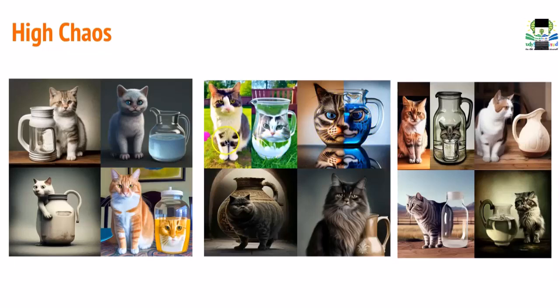Here it created two images side by side. One is just an ordinary cat. Here there's the cat's face inside the jug. This one looks like the cat is part of the jug. So you see, by assigning different chaos values, you can essentially decide how much variation you're looking for between your images or the image grids that you're producing. And that is essentially what chaos can help you achieve.